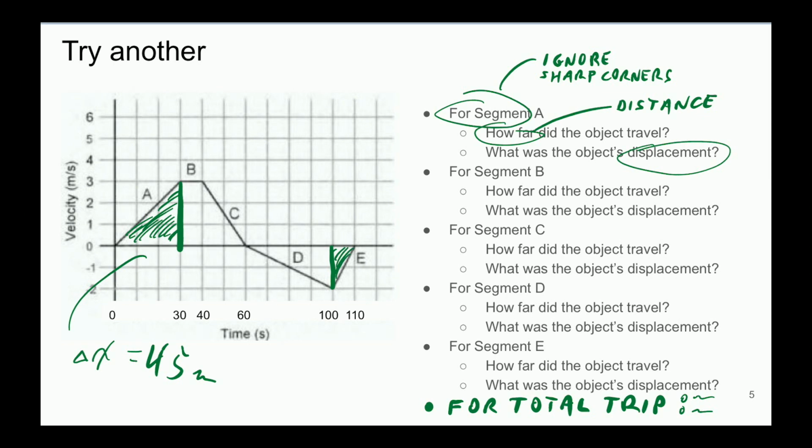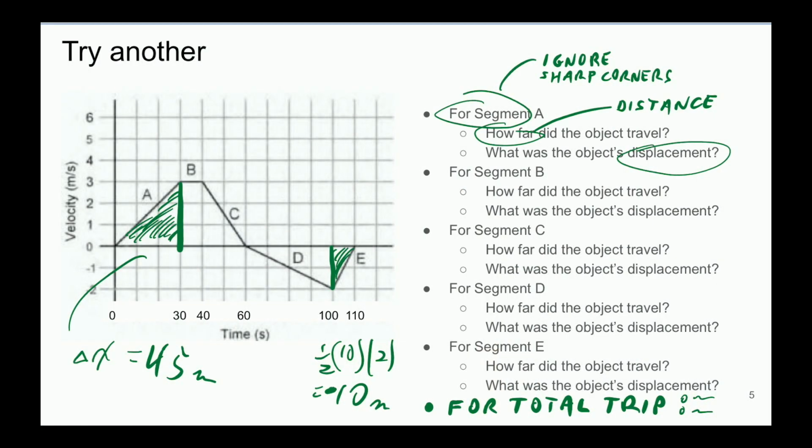1/2 the base times the height. So 1/2 the base, which is 10 units, times the height, which is 2, that's 10, right? So the answer is 10 meters, and I have to remember to put the negative sign there because it's a negative displacement, right? Negative velocities lead to negative displacements.